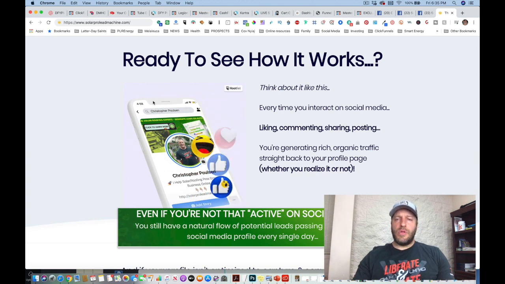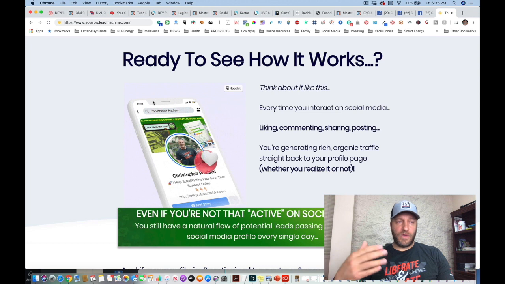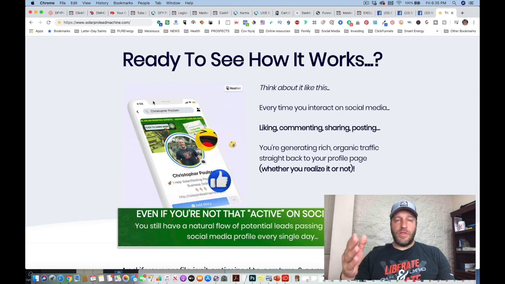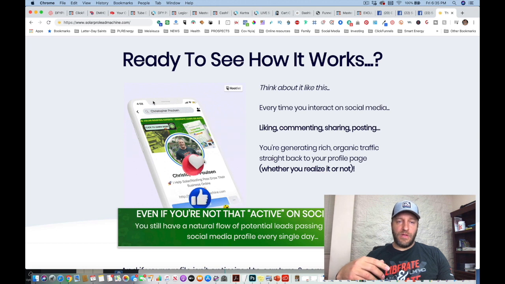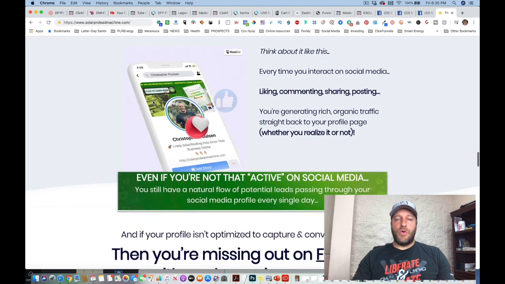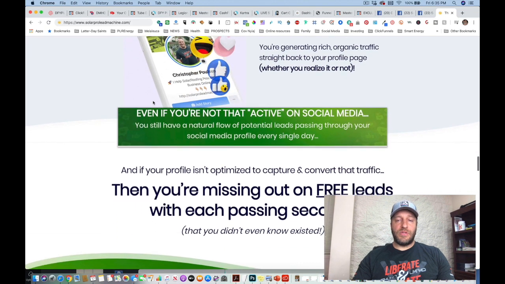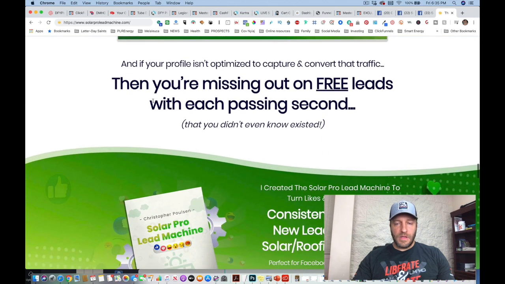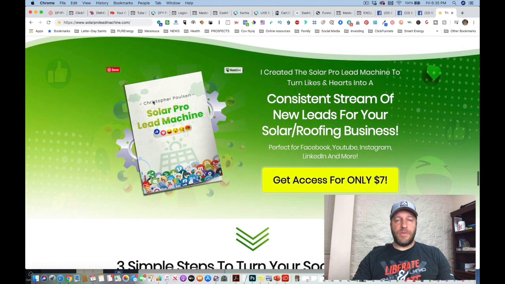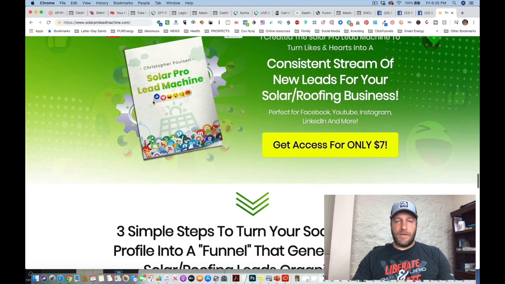So the Solar Pro Lead Machine helps you generate leads when you interact on social media. You're already liking, loving, commenting, sharing, posting, and now you'll be able to generate rich organic traffic straight back to your profile page, whether you realize it or not. Because once you interact with someone, you friend someone, they naturally check out your profile, and if it's something of interest to that person, they're going to go to your website or your funnel. So even if you're not that active, you still have a natural flow of potential leads passing through every single day. And this is the most consistent stream of new leads for your solar roofing business, or whatever business you're in.